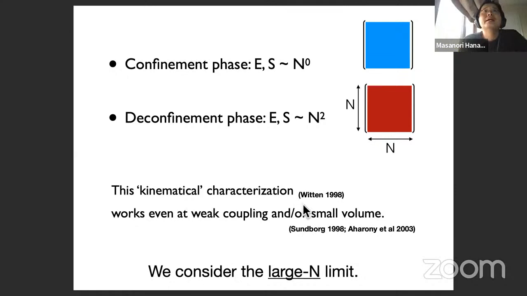And this kind of characterization is kinematical, and it's very useful because it works even for weak coupling and small volume. And there is good reason to believe that such kinematical characterization is related to more dynamical features, like the formation of flux tubes in the confined sector. But there is good reason, but it's not obvious.